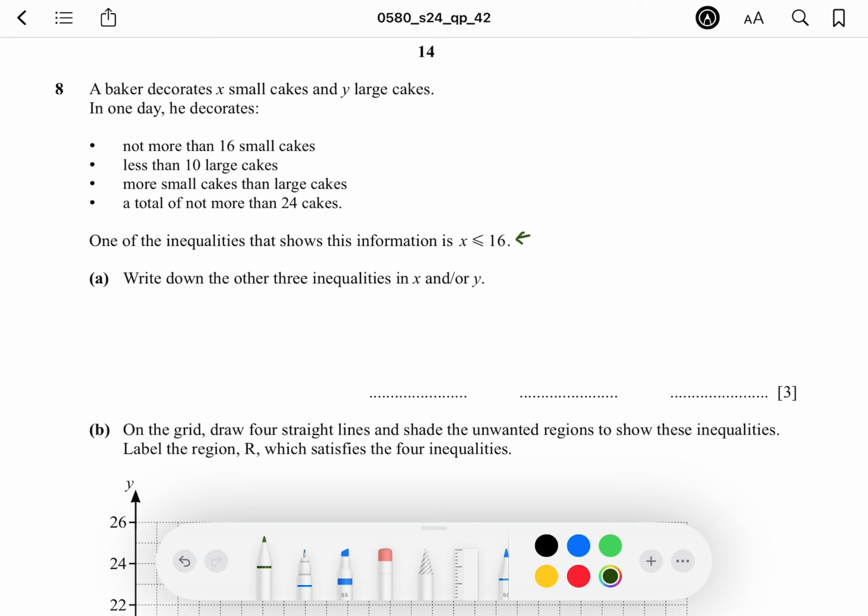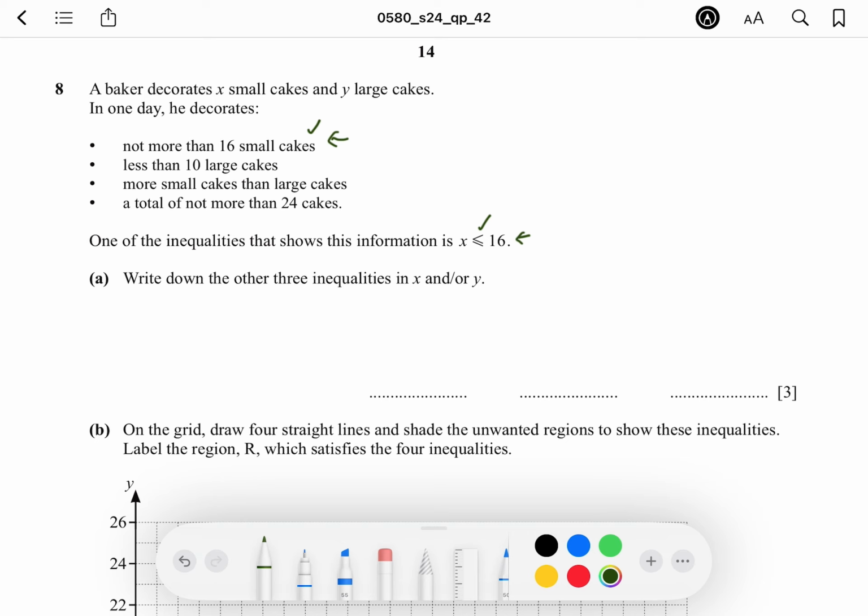Dalam konteks soalan ni apa? The small cakes. Not more than 16. So, which inequality is that? Okay, so that one sudah. That one represents that. So you know what that means. Artinya the subsequent 3 description yang kena bagi sana, you write it in the same format.